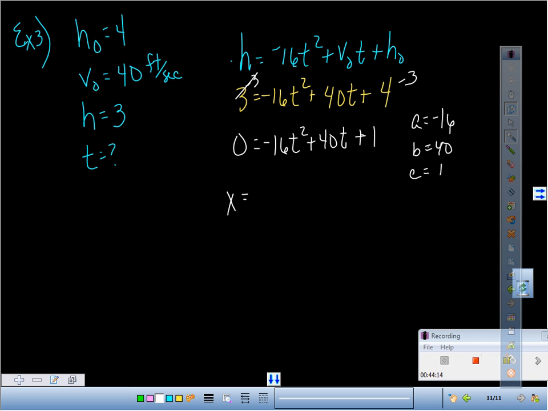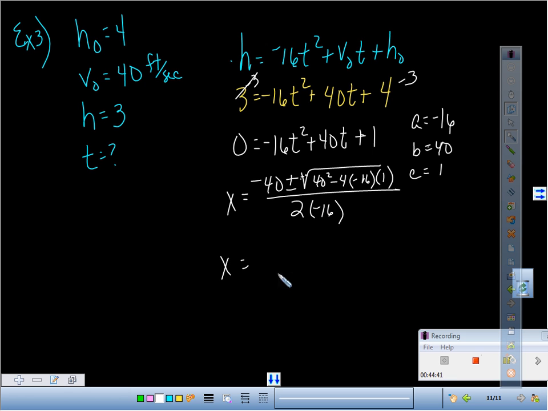So negative b. So that's going to be negative 40, right? Plus or minus the square root of 40 squared minus 4 times a is negative 16 times c is 1, all over 2 times negative 16. x is equal to negative 40 plus or minus, well, 40 squared is what, 1600? 2 negatives make a positive, and 4 times 16 is 64. So that's 1664. I'm going to guess that 1664 is not a perfect square.